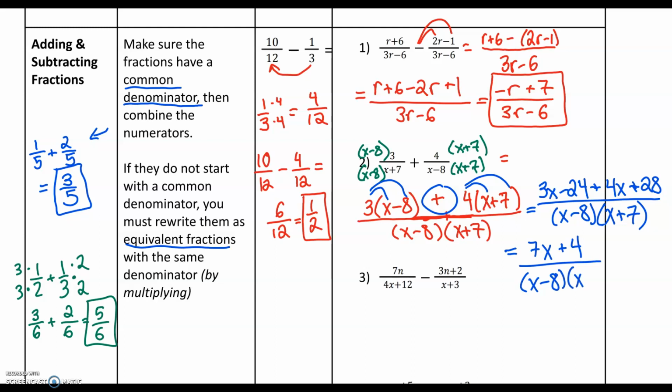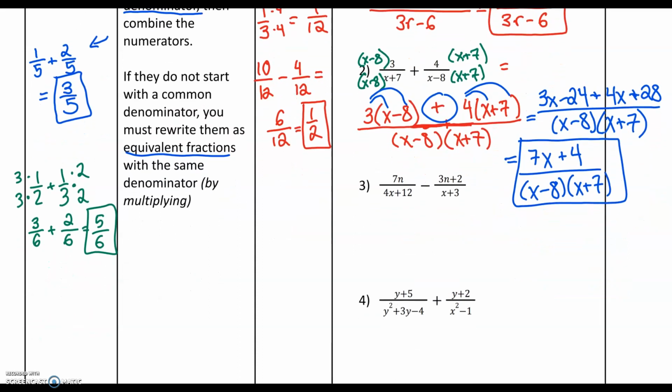which you can totally leave in factored form. You do not have to multiply that out. Might as well take the most efficient final answer. Since this can't be factored any further, none of these are common factors, you can't cancel anything, and that is your final answer.